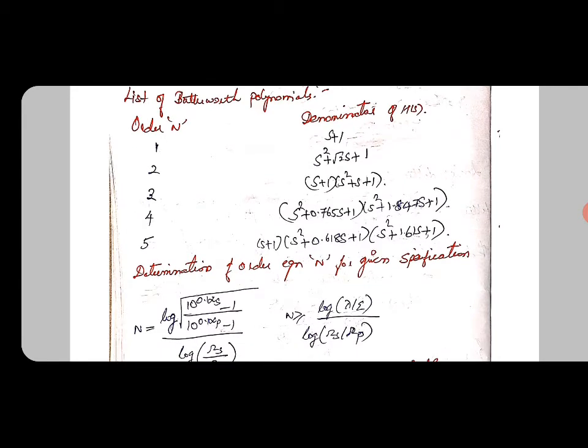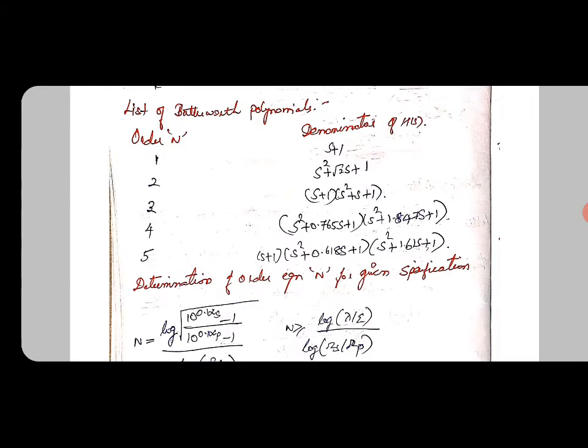From this, there will be some objective questions regarding the order of the denominator H(s) for the given value of order, maybe either 1, 2 or 3. They will be asking in the objective questions, and this is one of the important parts.